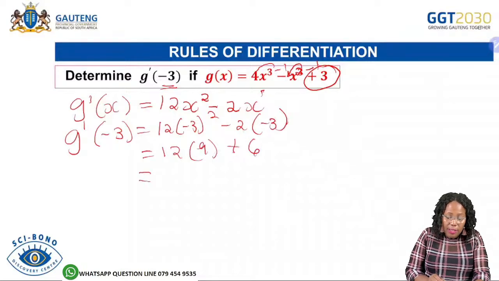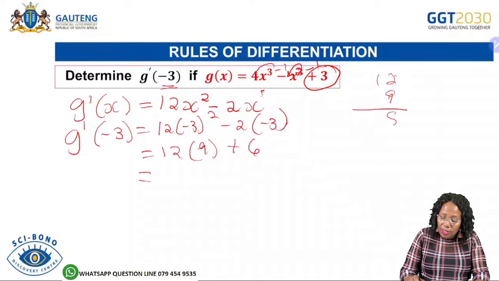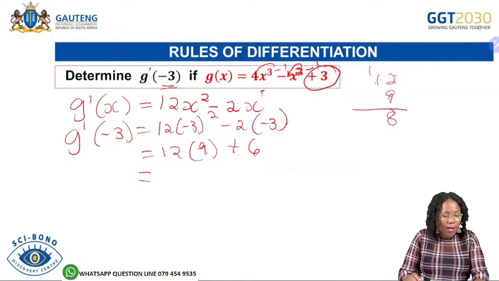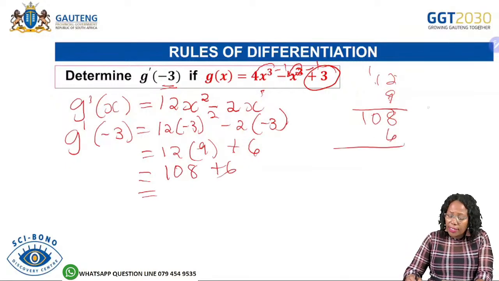Okay, and then 9 times 12, we are having 12 times 9. 9 times 2 is 18, carry 1. 9 times 1 is 9, plus 1 is 10. Then we have 108 plus 6 there. Please always use your calculator. We are now adding a 6 there.